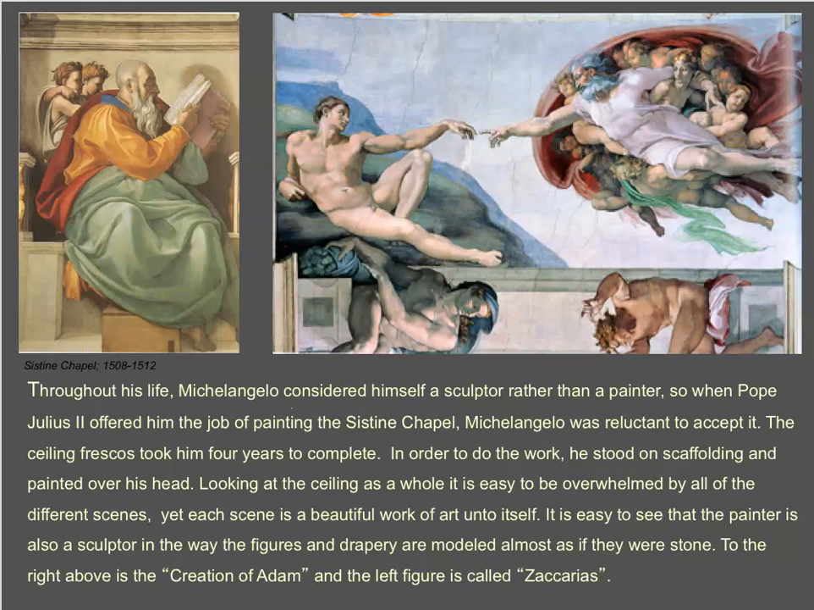Michelangelo did not consider himself a painter. He was a sculptor. And so when the Pope offered him this job of painting the Sistine Chapel, he didn't really want to do it. There's all this correspondence. They had a kind of a strained relationship, and he complained a lot. But finally he did accept, and it took him over 4 years to complete it.